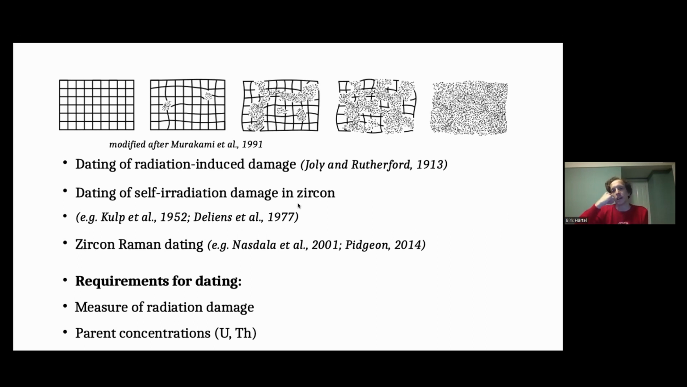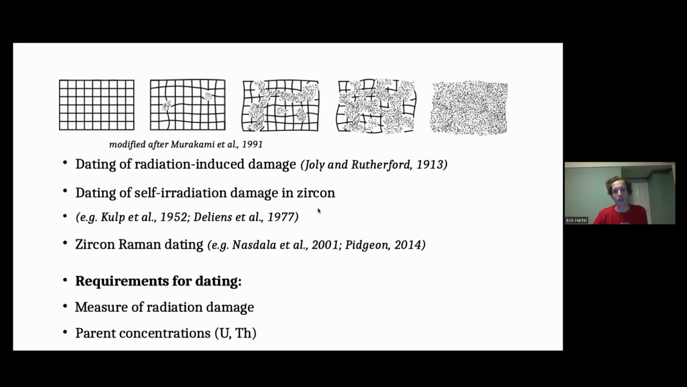But Zircon Raman dating as a technique or an idea is basically about 20 years old. As technology progressed and the different methods to measure the radiation damage have developed, the requirements for dating are basically the same as with all other methods.